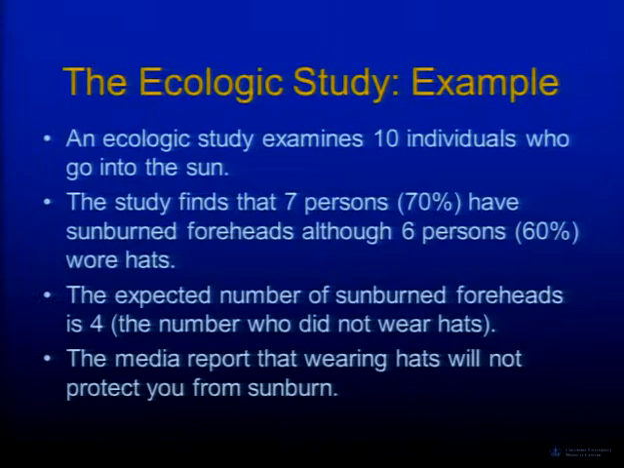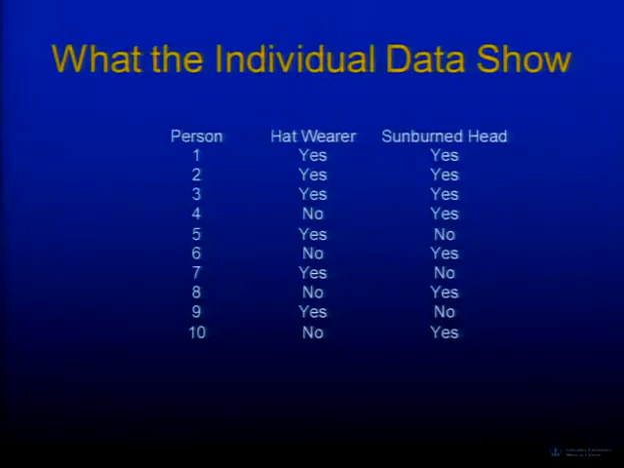So this is just looking at things in a global way. So instead of talking about 10 individuals, think of this as 10 countries. Each person is a country. So this is what the individual data show. What you can see is person 1 wore a hat and they had a sunburned head. So these first few people wore hats, but they had the sunburned head. The 4th person didn't wear a hat, they had a sunburned head, and on it goes. So this is looking at each person as an individual that either got a sunburn or didn't and wore a hat or didn't, looking at the individual data to try and see what it shows.